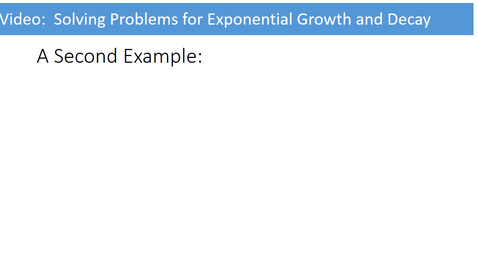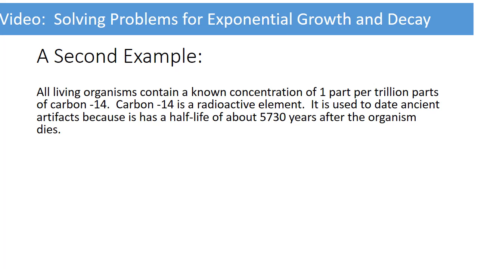Now, here is a second example. All living organisms contain a known concentration of 1 part per trillion parts of carbon-14. Carbon-14 is a radioactive element. It is used to date ancient artifacts because it has a half-life of about 5,730 years after the organism dies. The formula we're given for the question is C is equal to 1/2 to the exponent n divided by 5,730.